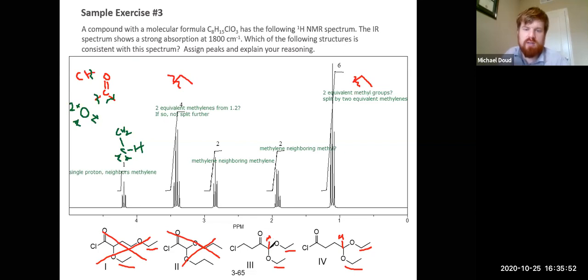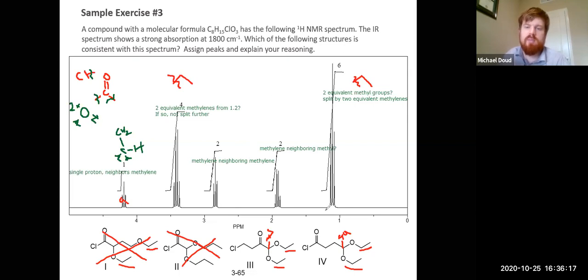So let's take a look at this proton on number 3. It neighbors an oxygen and then a carbonyl carbon. None of those are enough to split this hydrogen, so there's no possible splitting here. This should be a singlet. Over here, on the other hand, this neighbors a methylene. So we'll call this A. That should be split into a triplet, and that's what it looks like over here.